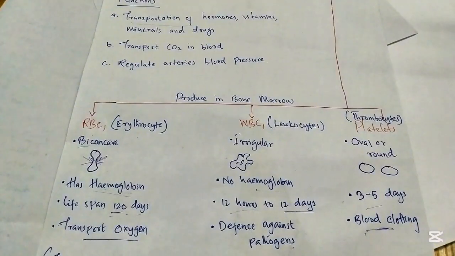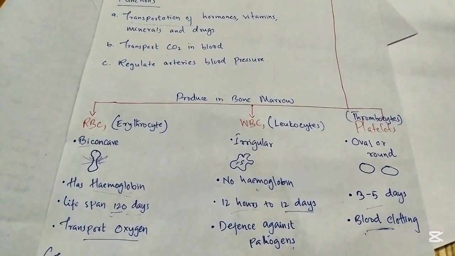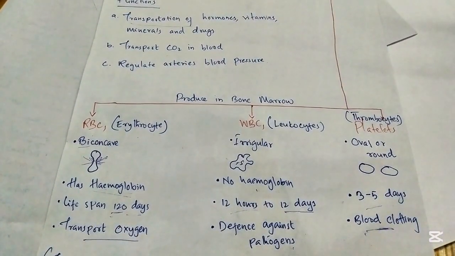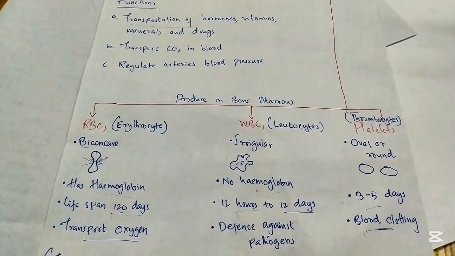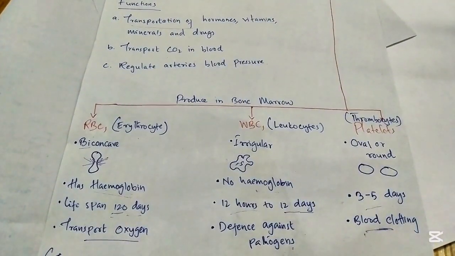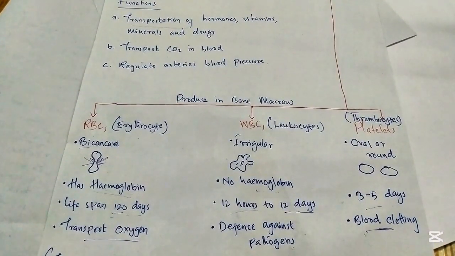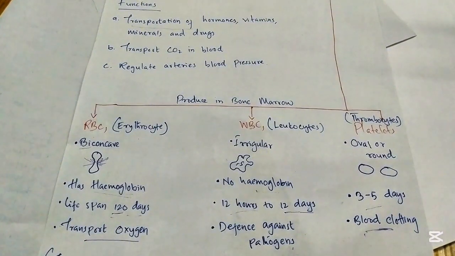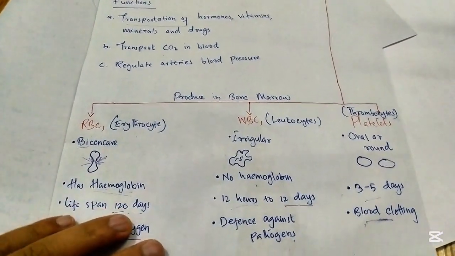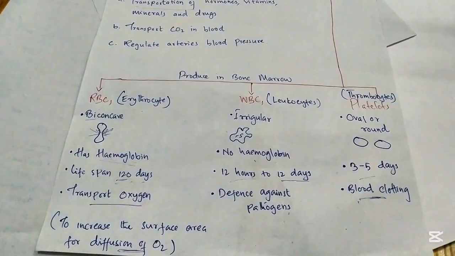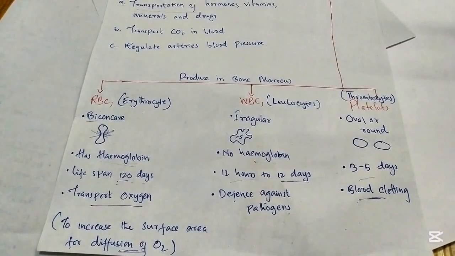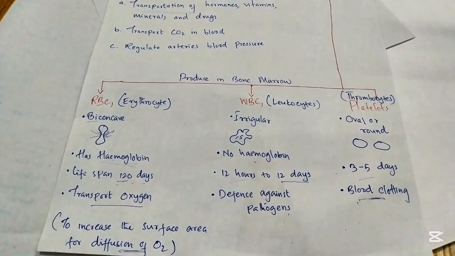Red blood cell has hemoglobin which carries the oxygen, and white blood cell has no hemoglobin. The lifespan of RBC is 120 days, whereas white blood cell has 12 hours to 12 days, and platelets 3 to 5 days. The main function of RBC is to transport oxygen, WBC is defense against pathogens, and platelets is blood clotting. So why is the shape of the RBC biconcave? To increase the surface area for diffusion of oxygen.